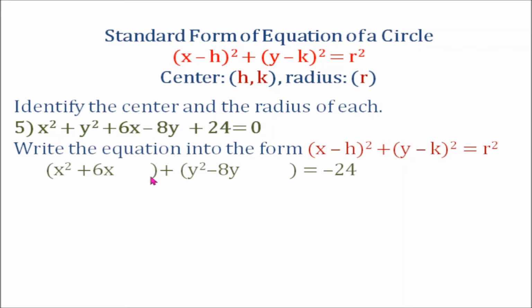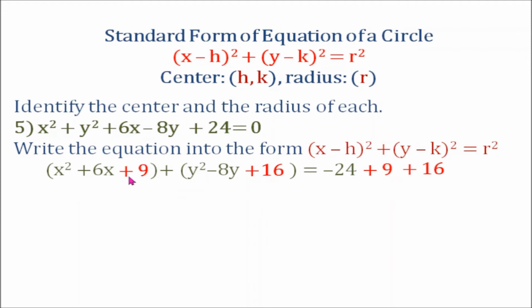Now we are going to complete the square. So to complete the square, we are going to get half of 6, which is 3, and 3 times 3 is 9. So we add 9 here. So we are also going to add 9 on the right side. And then to complete the square, for y squared minus 8y, we are going to find half of negative 8, which is negative 4, then square it, so it's 16. So we add 16 here, and we also are going to add 16 on the right side.